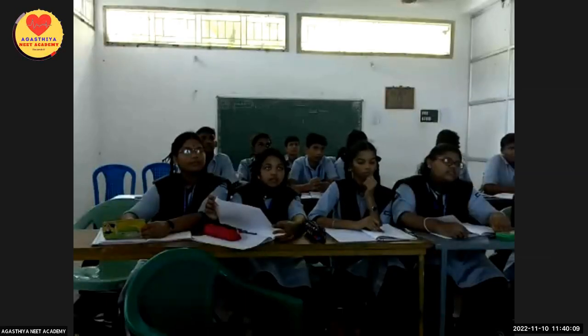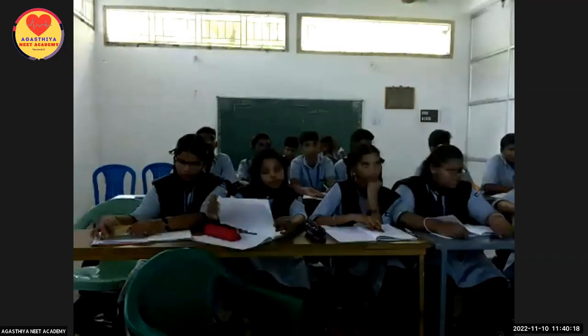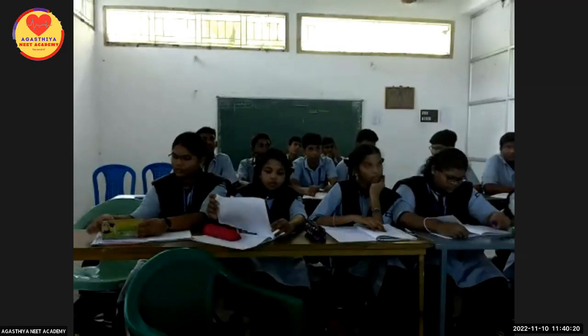G is the universal gravitational constant, that is 6.67 × 10^-11 Newton meter squared kg^-2. Today, we are going to solve some important problems related to this law. I share the screen, you see the problem.